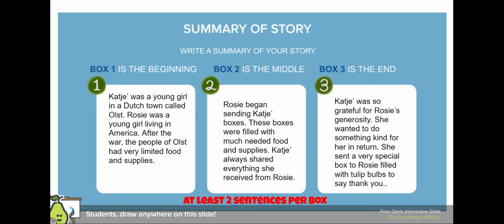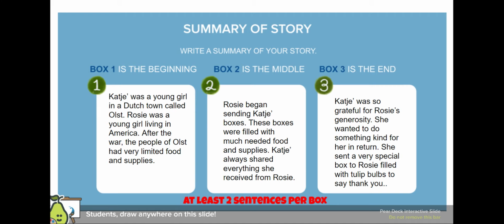I also have a problem listed. Do you see the problem in box 1? You should have noticed that I wrote that the people of Ulst had very limited food and supplies. That is a problem. And this is a problem that runs throughout the whole entire story.